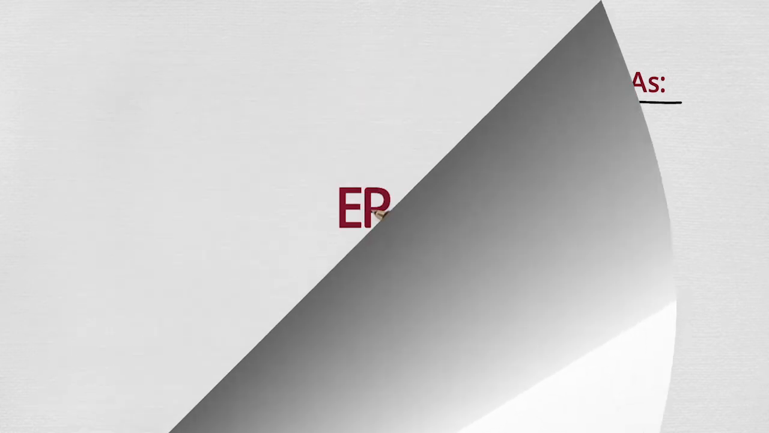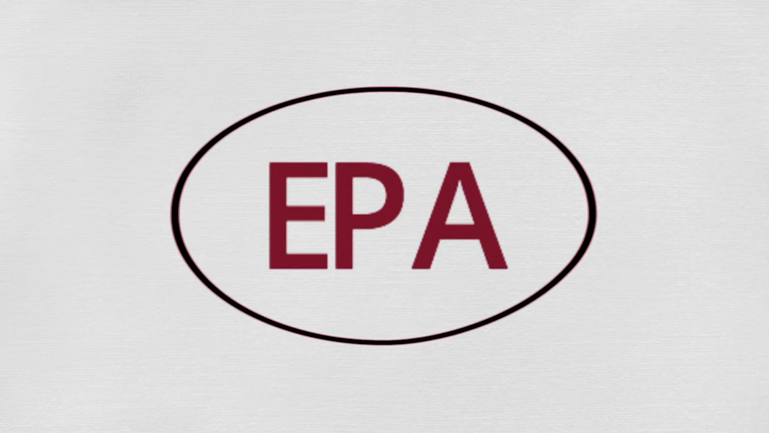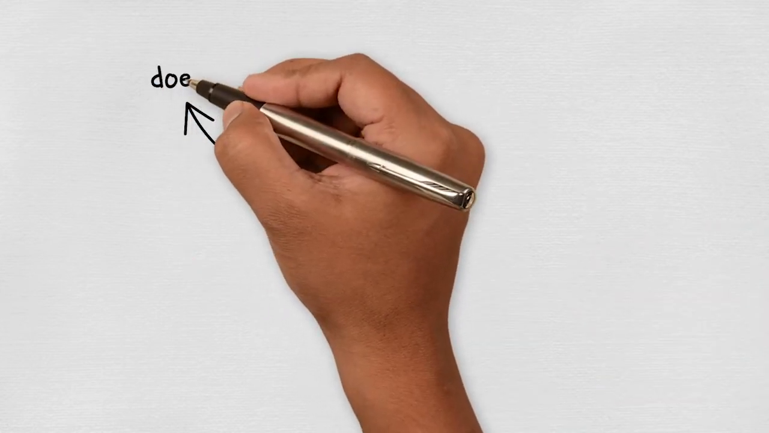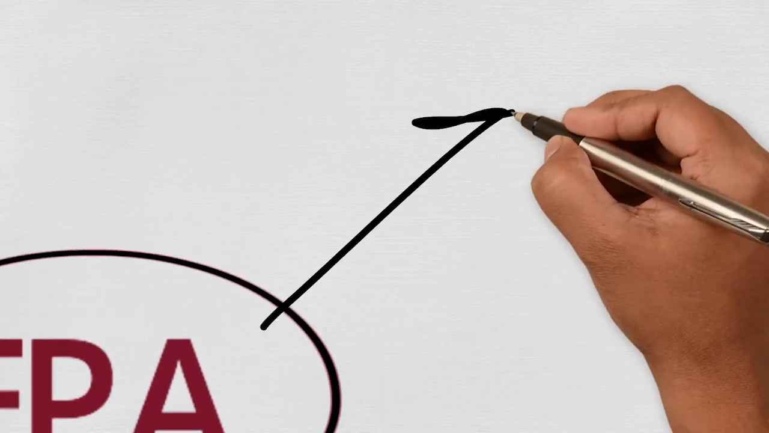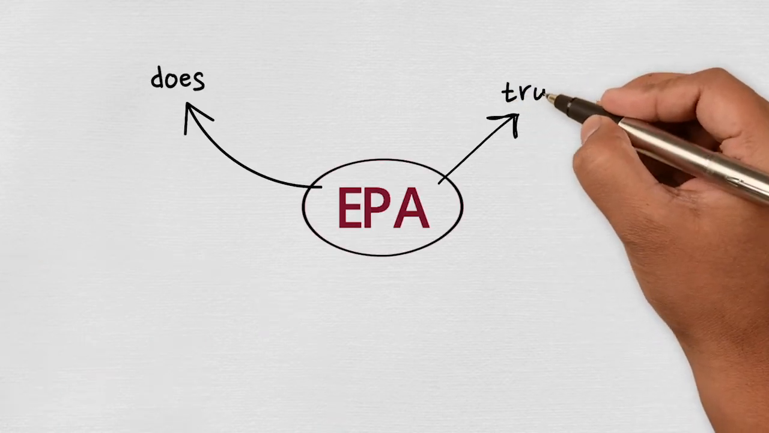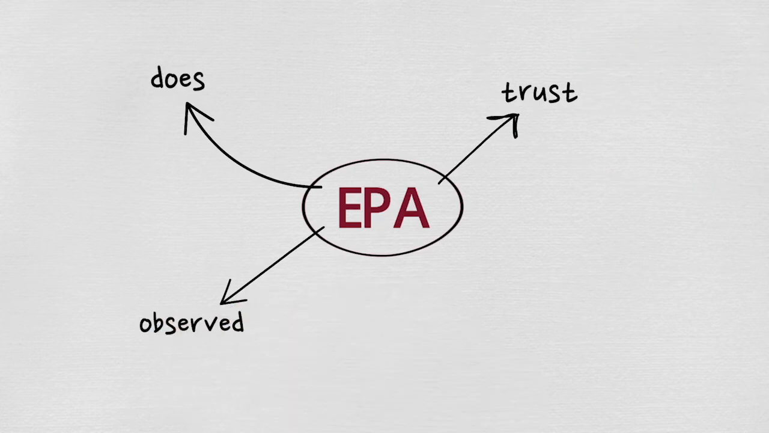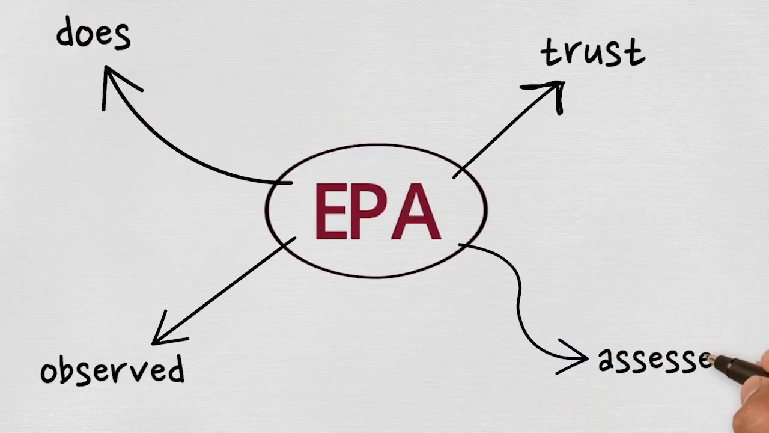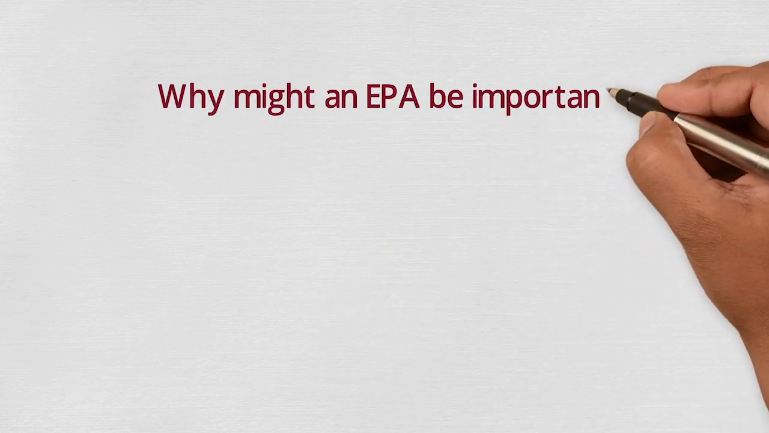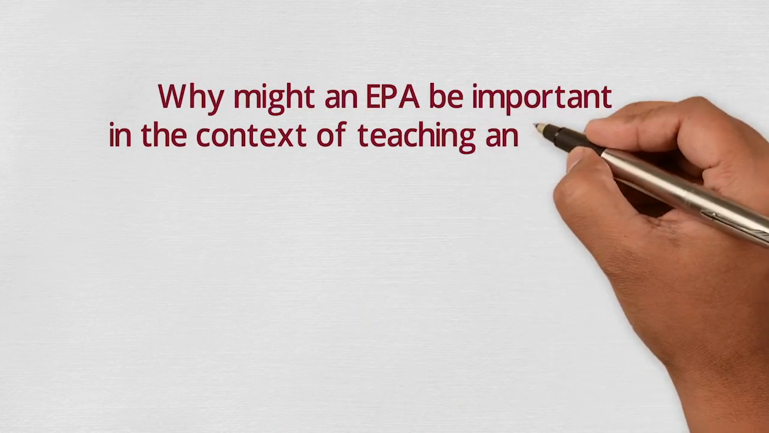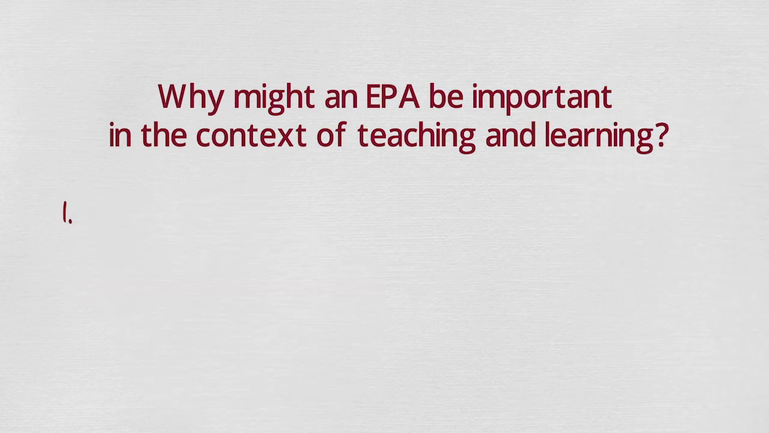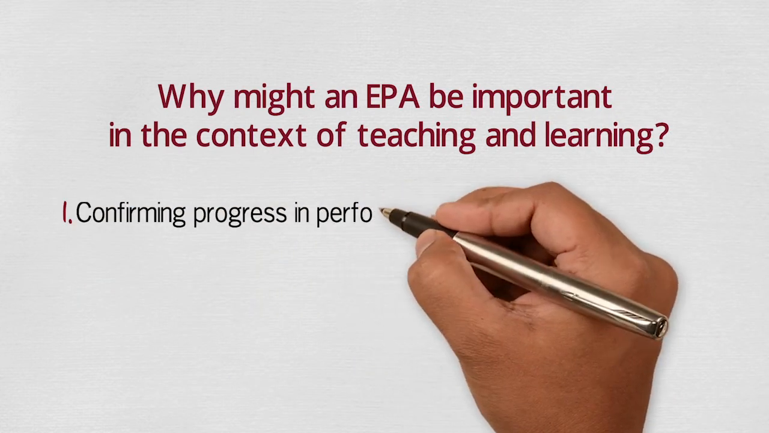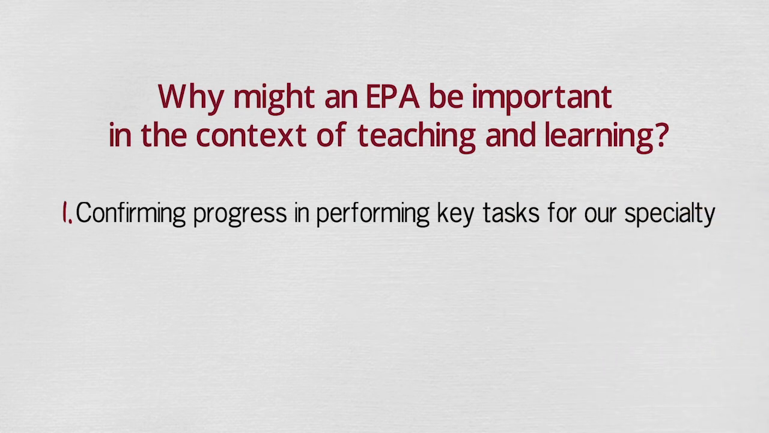Each EPA is a unit of work and outlines something a pediatric hematologist oncologist actually does. You could also imagine your resident being trusted to function independently for each of those activities. And so an EPA is something on which a learner could be both observed and assessed. Why might an EPA be important in the context of teaching and learning? Two reasons are, one, confirming progress in performing key tasks of our specialty, and two, for feedback.